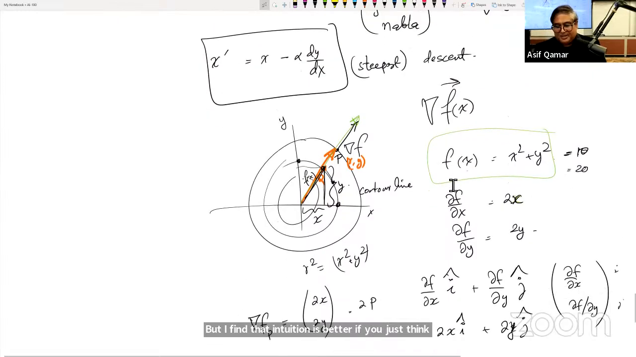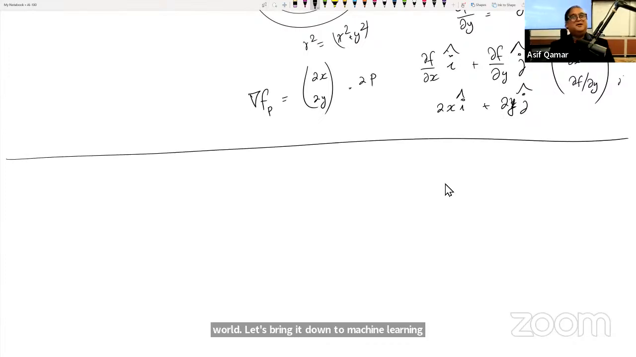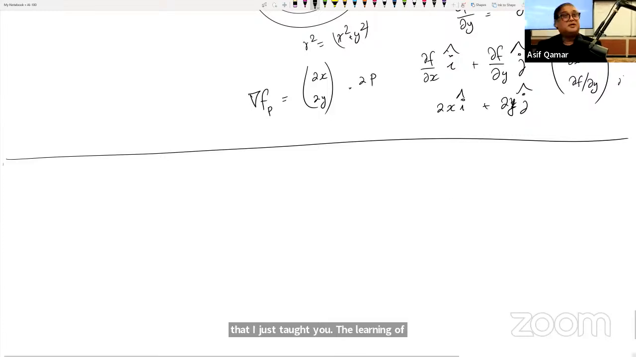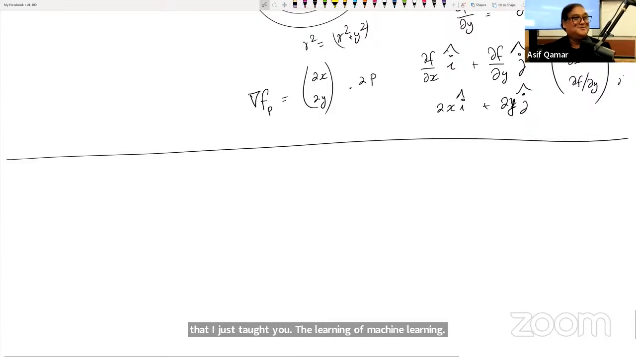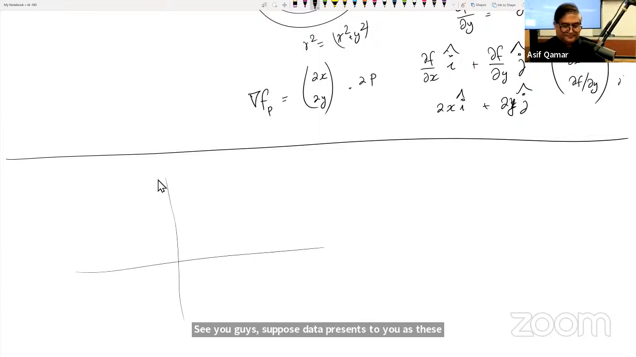So all of these lessons we take, and now we come to our world. Let's bring it down to machine learning and to the learning of machine learning. I hereby claim that I just taught you the learning of machine learning. How is that possible? We have to connect the dots. We need to build a bridge. Are we together? So let's build a bridge. See, guys, suppose data presents to you as these points. I'll take a very simple example, in 2 dimensions.